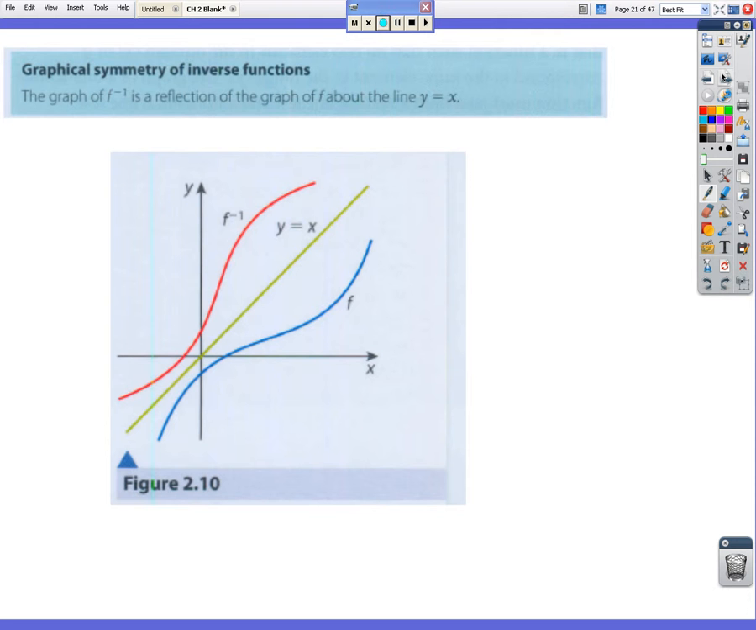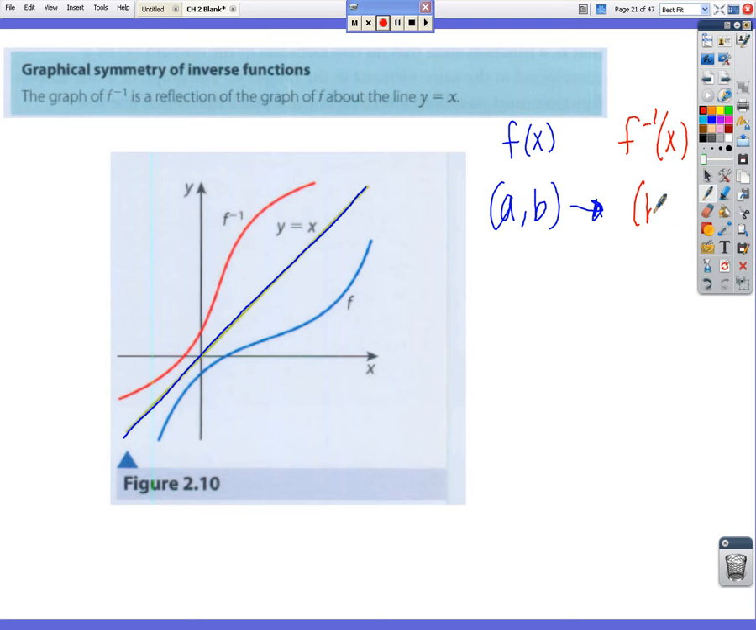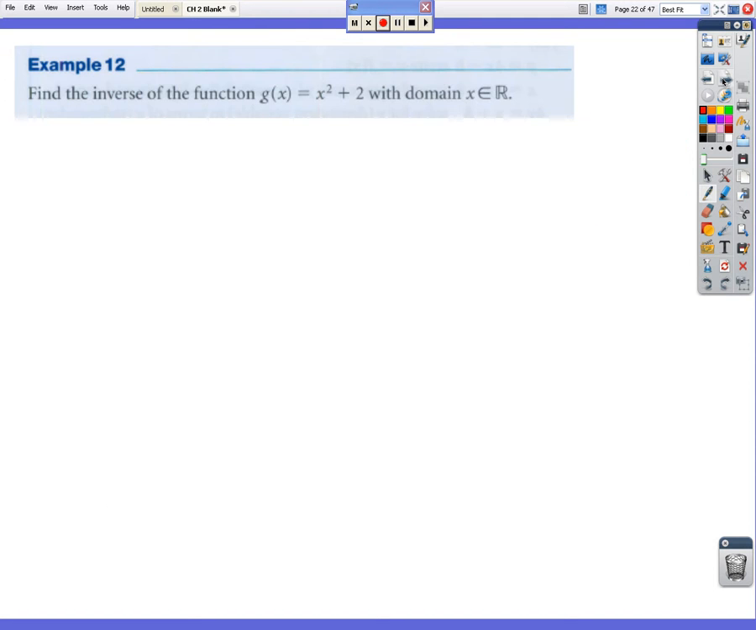Graphically, an inverse is always going to be a reflection across the line y equal to x. What it does is point by point, any point a, b that's on f of x will transform over to the inverse function by switching its x and y value. Okay? Find the inverse of the function, so we know how to do that.